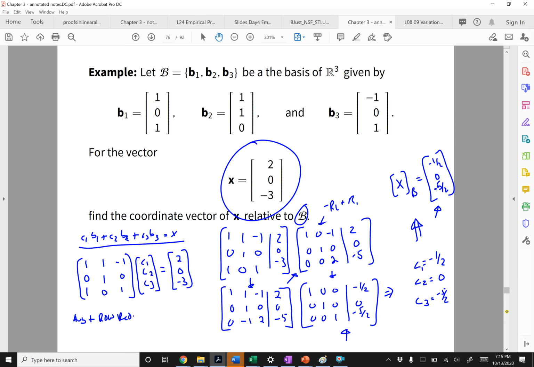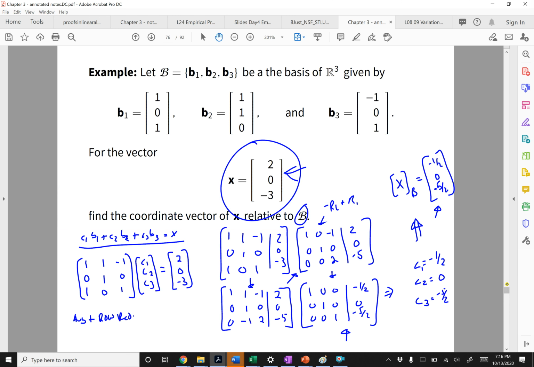And you can check, if you take -1/2 times b1 plus 0 times b2 plus -5/2 times b3, you will get x here. And that's it. That's coordinates. So it's really a different way of thinking about what we've been doing already about solving systems of equations, but it really refers to solving systems of equations where you're dealing with an invertible matrix, because no information is lost.